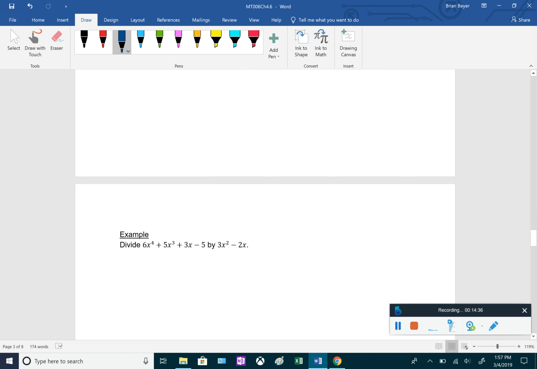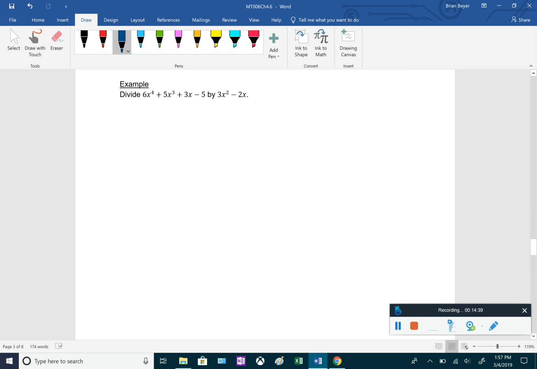Okay, so for this next one, 6x to the fourth plus 5x cubed plus 3x minus 5 divided by 3x squared minus 2x. So writing this out, we notice that we're missing a squared term in the dividend, so I'm going to write plus 0x squared. And then we'll see when I do this, it's all going to line up a lot nicer.